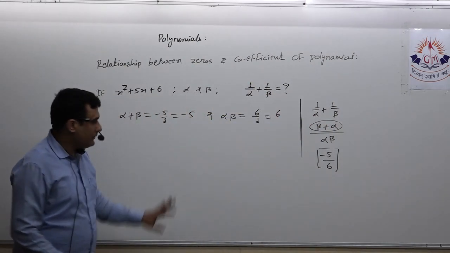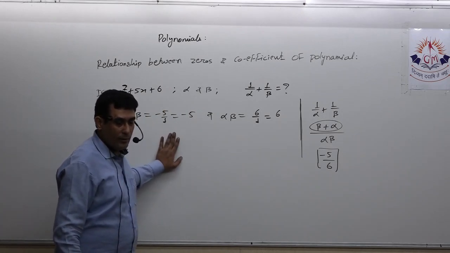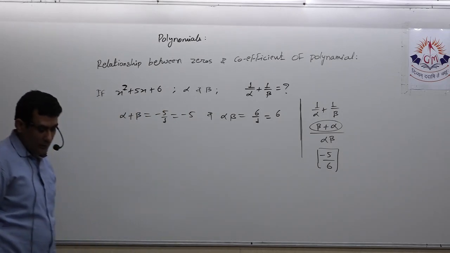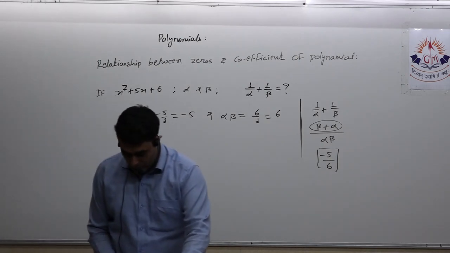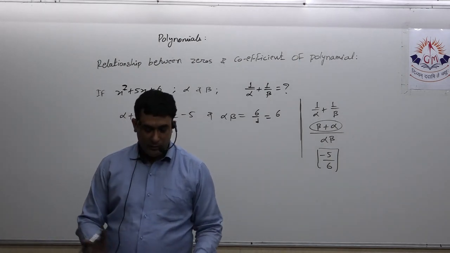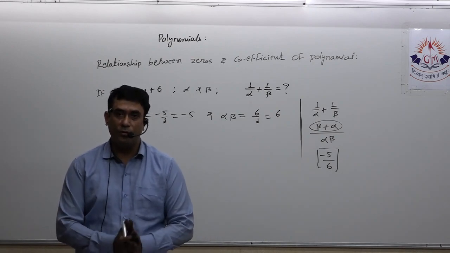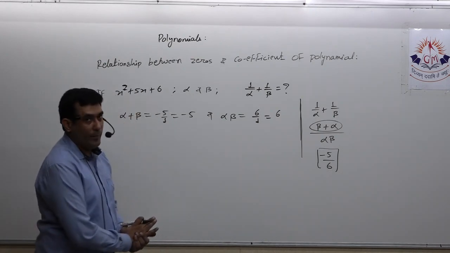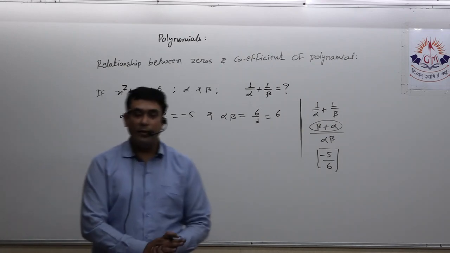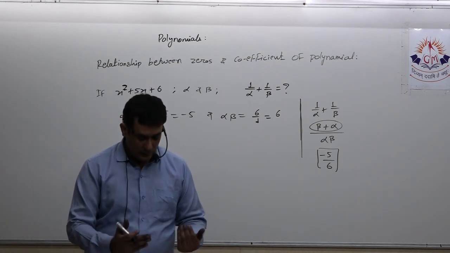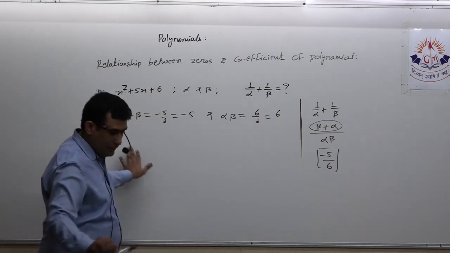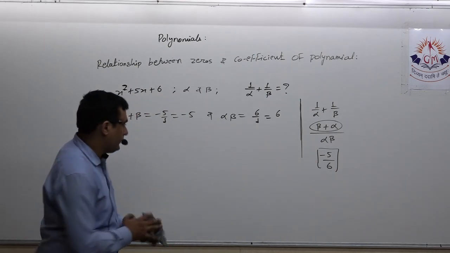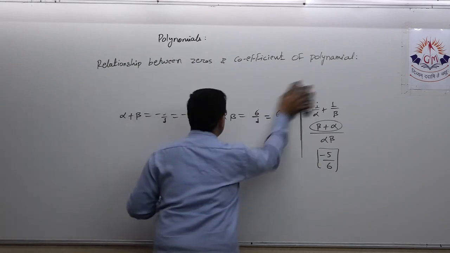However, chances are very less that they will ask you this type of question, but just to be on the safer side. Other than this, in this chapter the relationship between zeros and coefficients of a cubic polynomial is omitted from your syllabus, as well as the long division method, which is again omitted. So that's all about the revision of this chapter.